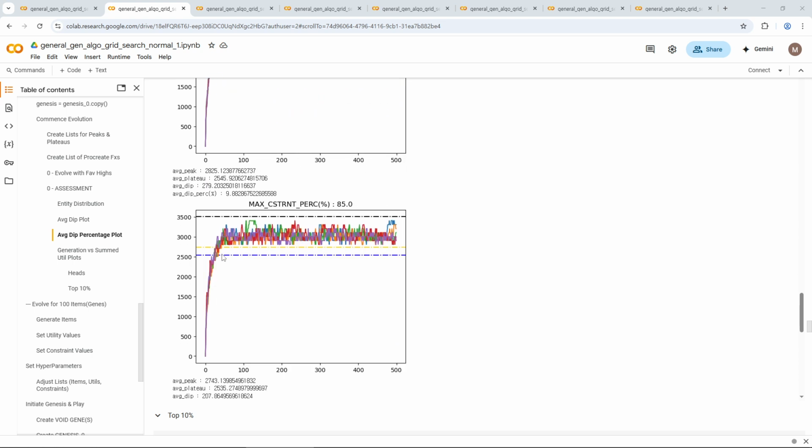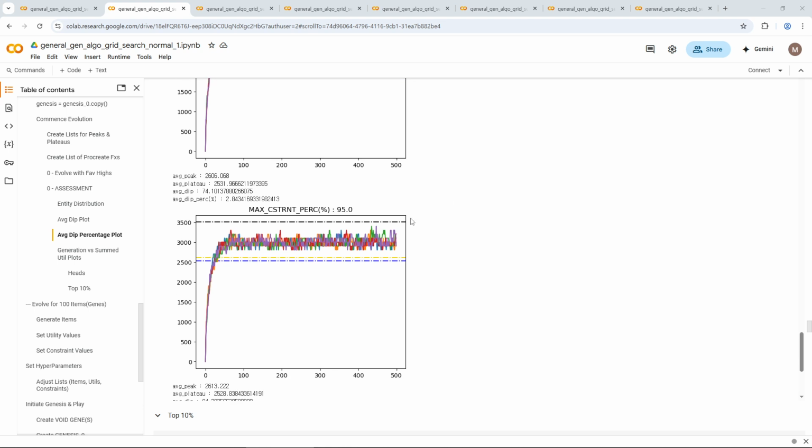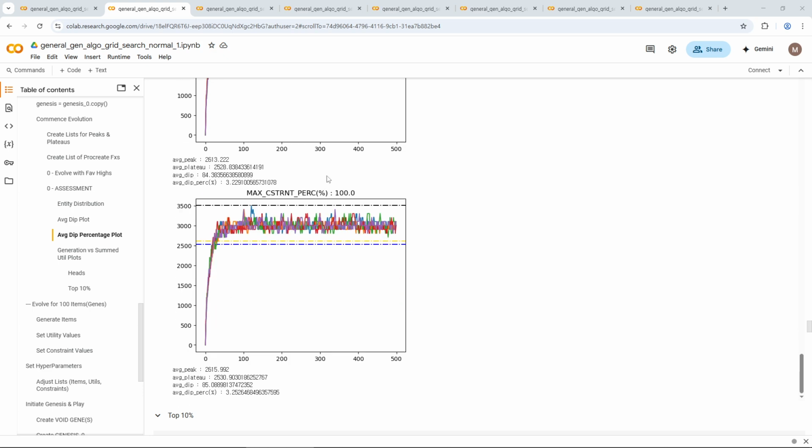At 85%, oh, now we're getting there. At 90%, we finally have some values reaching the maximum ever. And funnily enough, at 95%, we don't reach the maximum ever. At 100%, we do have one instance where we reach the maximum ever.